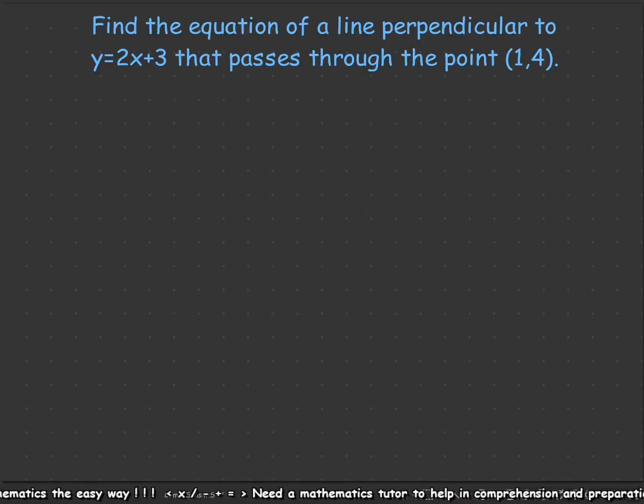For this first question, it says we have to find the equation of a line that is perpendicular to y is equal to 2x plus 3, and it passes through this point over here. Now we know if we want to find the equation of a line, at least at this point, we need one point on the line and the gradient. At this point, we have a point on the line. But do we have the gradient? That is what we want to find out. So our solution.